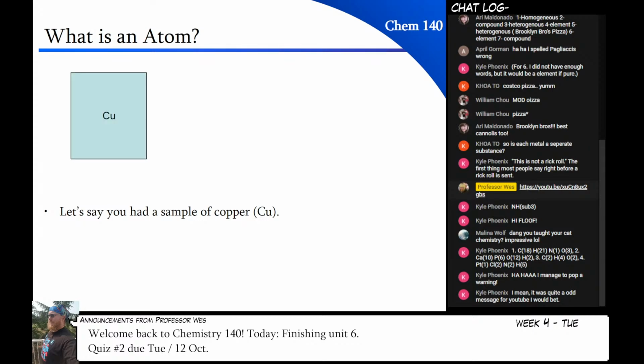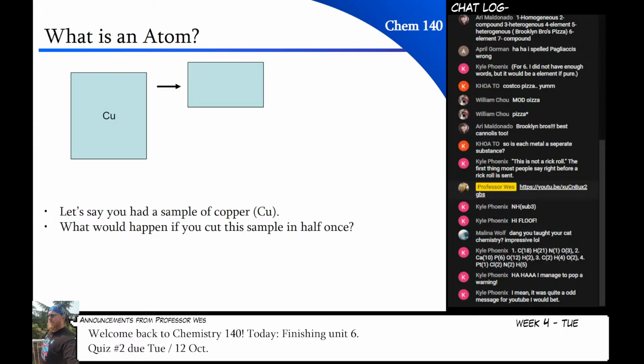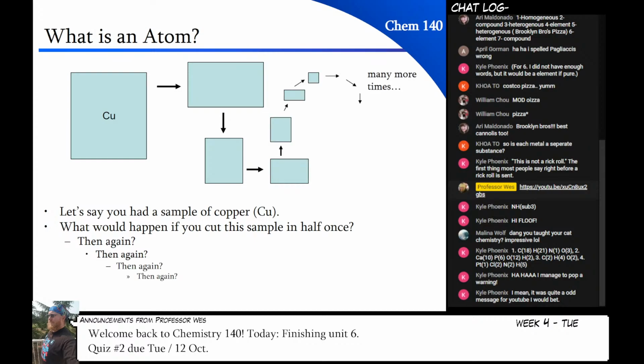And we'll just draw that as a square here. So there's my copper. I don't know why it's blue. And what I'm going to do is say, cut the copper sheet in half. Boop. There you go. And I'm going to ask you to do that again. Boop. And again, and again, and again, and again.